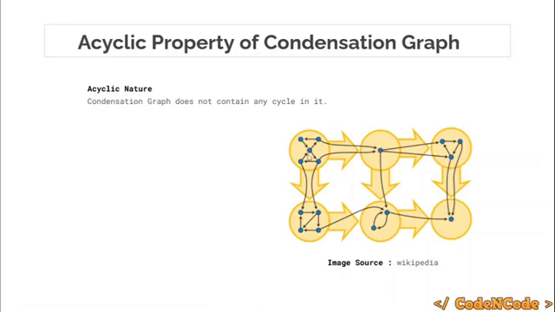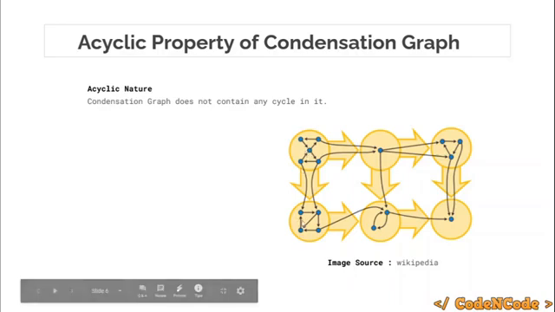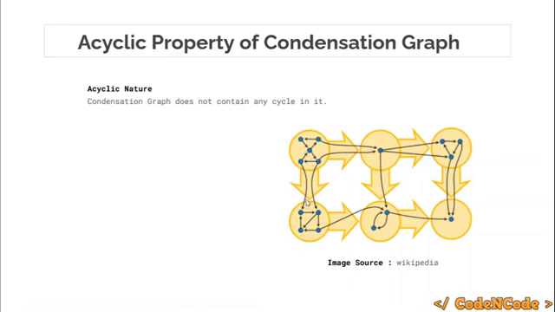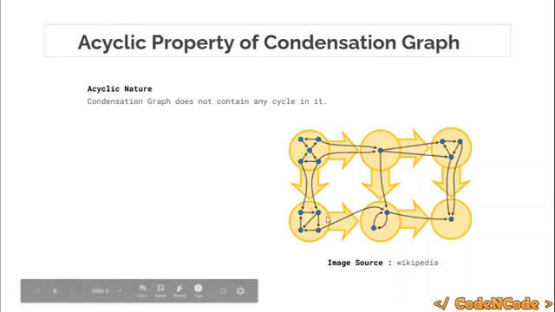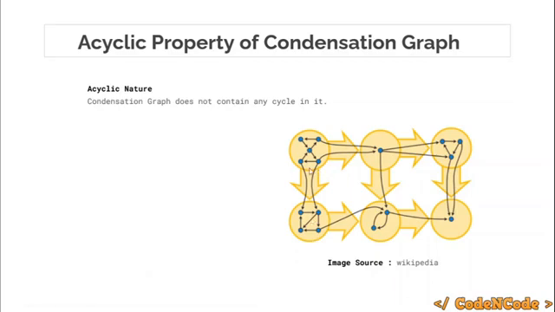Why is that so? See, if it forms a cycle, then that means there is an edge from this SCC to this SCC, and this to this, this to this, this to this. That means from any node in this SCC you can reach any node in this SCC using the edge which was there from this SCC to this SCC. Similarly, from any node of this SCC you can reach any node of this SCC. How? You can simply follow the path of the cycle, right?